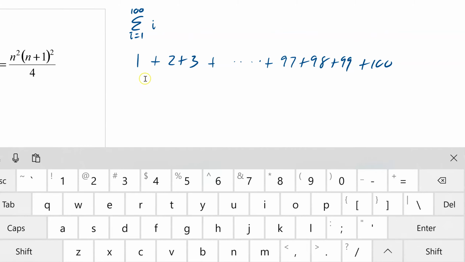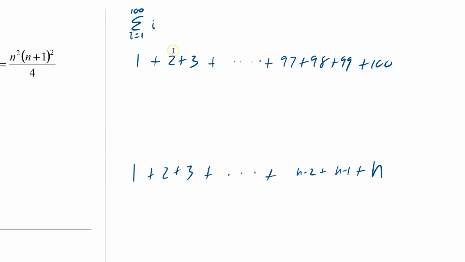I plug in 1, I get 1. I plug in 2, I get 2. I plug in 3, I get 3, and 4, and so on, all the way to 100. There's a way you can look at this as a pattern. If you look at 1 and 100 and add them together, you get 101. If you take 2 and 99 and add them together, you get 101. And 3 and 98, you get 101. If we add the last with the first, I get 101. Up to 49 and 50, right in the middle, and then 51. These two again would be added to get 101.